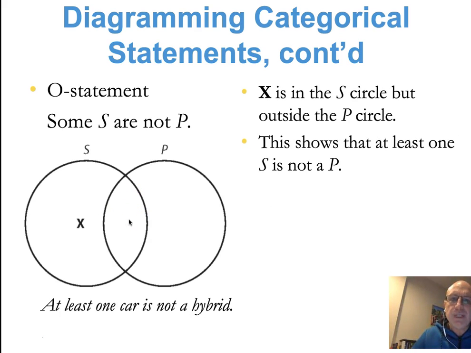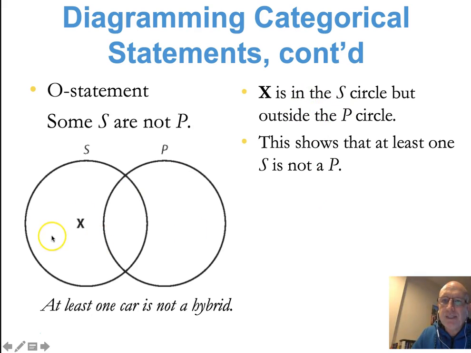If we want to do the O statement, and that is the particular negative, then we want the X outside of the circle to show that some S are not part of P. Some cars are not hybrid. At least one car is not hybrid. And so you can see that because we have here this X in the circle showing that we have a car or some cars that are not hybrid. Some that are, but at least one that is not.